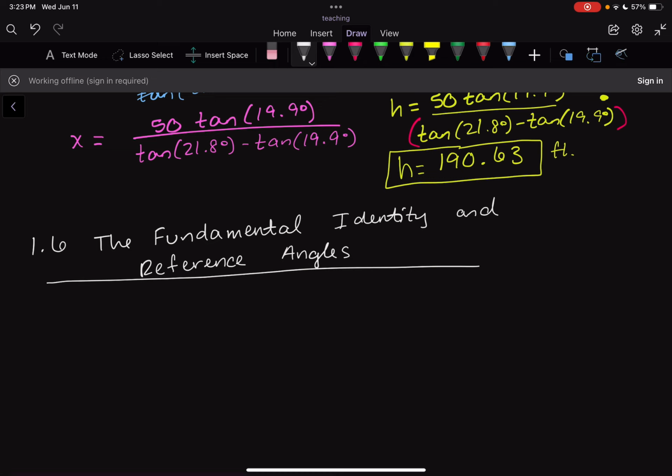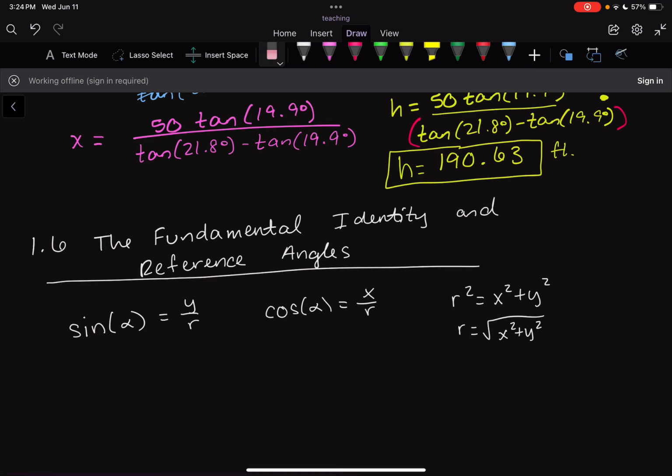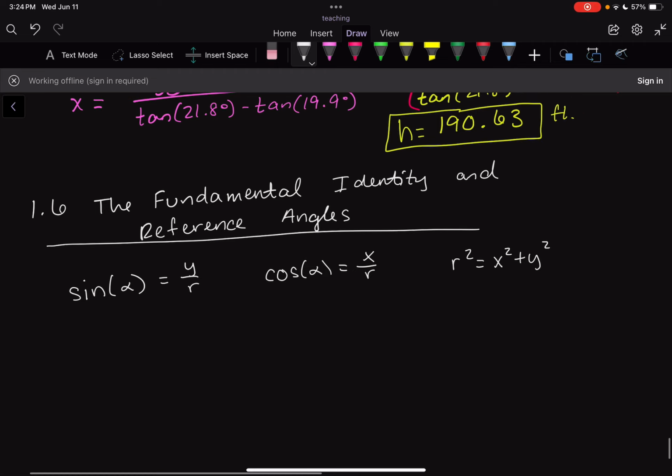So let's get into our section. So 1.6. The first part of this, we're going to talk about what we call the fundamental identity. So we already know that sine of an angle is equal to y over r. I know that cosine of an angle is equal to x over r, and that's coming from 1.4. I also know that r squared is equal to x squared plus y squared. Sometimes we see it as r equals the square root of x squared plus y squared. Either one. I'm just going to use this version of it for now, but it's just Pythagorean theorem.